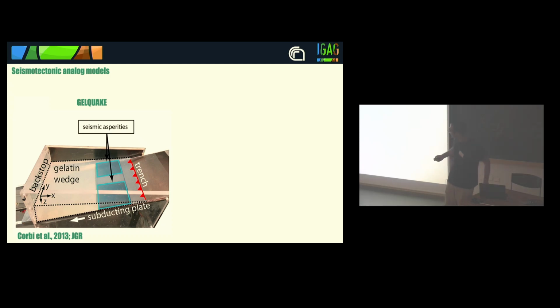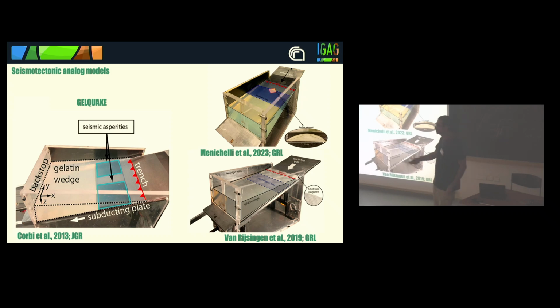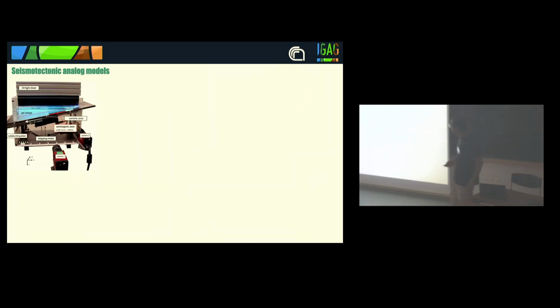And as you can imagine, everything is quite a lot simpler than in a simulation. So we can just 3D print and test our ideas in the laboratory. For example, we can 3D print a seamount-like shape, or prescribe what kind of roughness we want on top of an undulated surface, as in the study by Irene Menichelli and Eleonora Van Rijsingen.